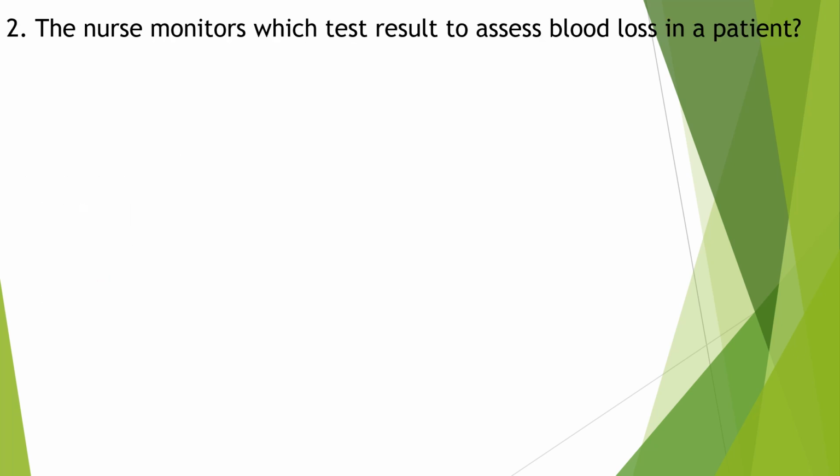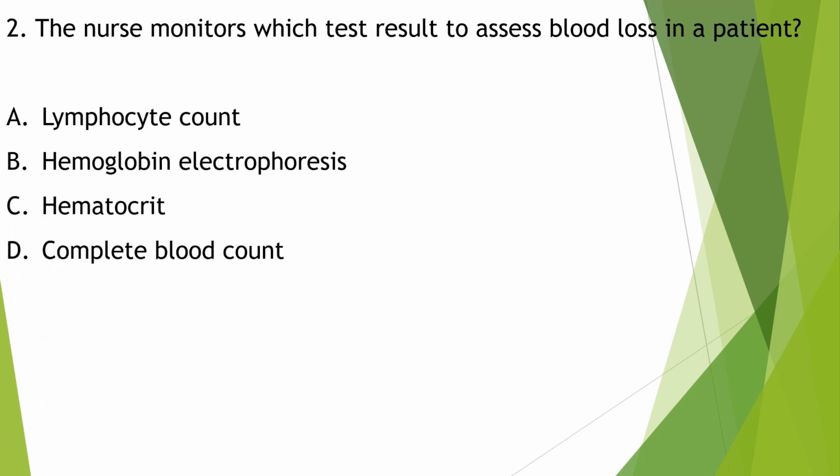The nurse monitors which test result to assess blood loss in a patient: lymphocyte count, hemoglobin electrophoresis, hematocrit, CBC. So to assess blood loss, we need to check for hematocrit, which will be reduced because it measures the percentage of RBC. Lymphocyte count is in relation to infection or inflammation. Hemoglobin electrophoresis is useful for separating and measuring normal and abnormal hemoglobin. CBC just provides data on number of blood cells as well as hemoglobin, hematocrit and RBC indices.